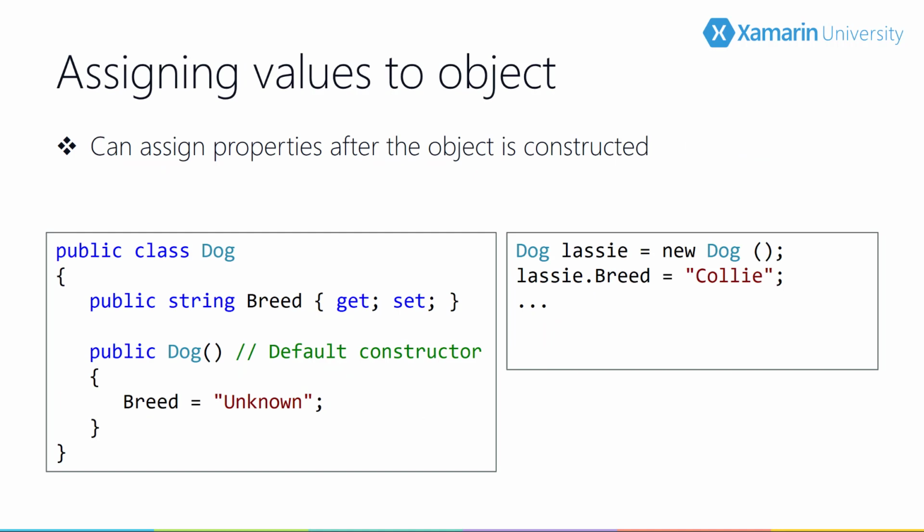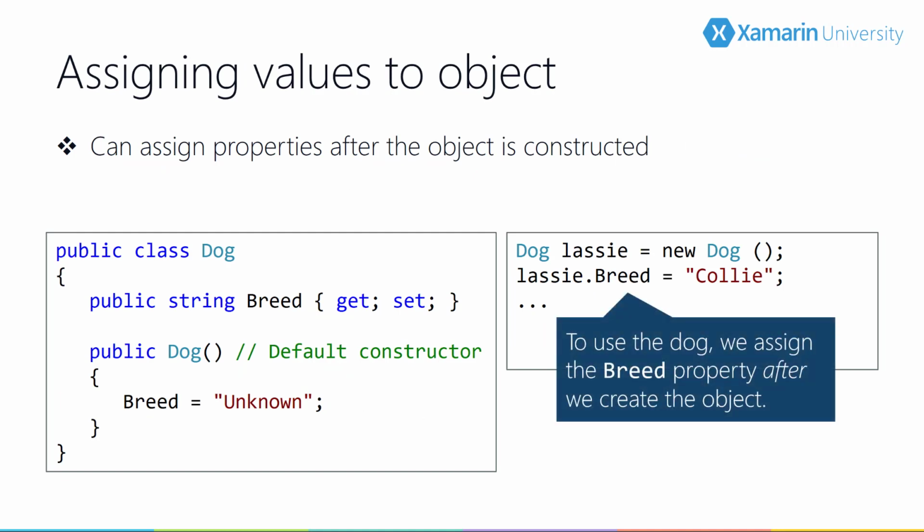Now, from the perspective of the caller, really not much has changed. Once I create an instance of this dog, for example, I can still access all the public members of the class. So in this case, I can still assign a breed, but if I were to retrieve the value and print the breed before changing it, I would see whatever was assigned in my constructor.